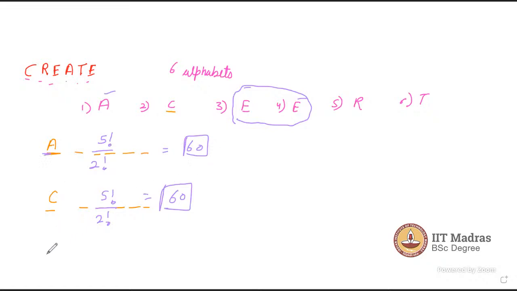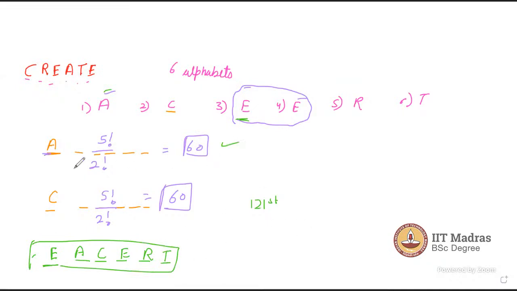Next word should start with E, because this is our third letter. So the 121st word would be the first word that is made from E, and in ascending order it would be A, C, E, R. That would be my 121st word: 60 words starting from A, 60 words starting from C, and then the first word that starts with E would be my 121st in ascending order of alphabets or dictionary order. Is it clear or any doubt in it?